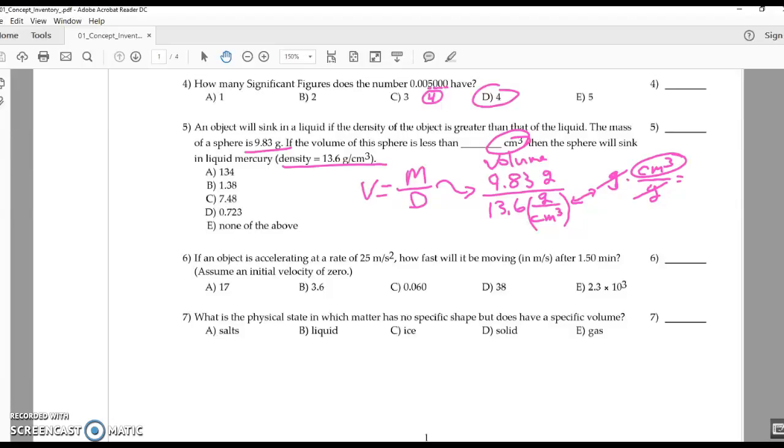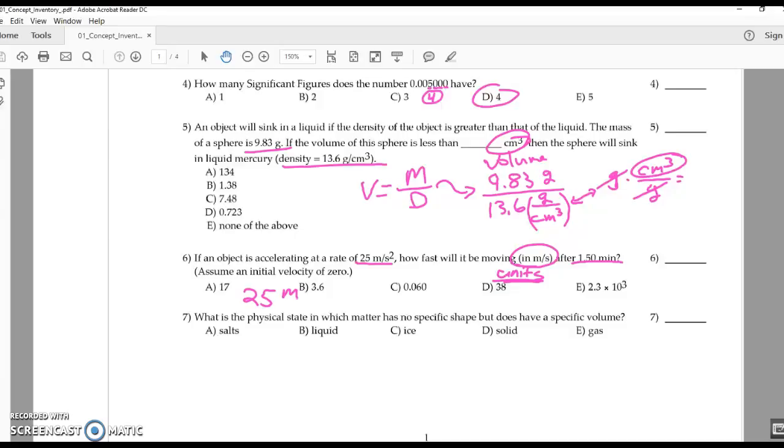If an object is accelerating at a rate of 25 meters per second squared, how fast will it be moving after 1.5 minutes? Well, now I'm looking for meters per second. These are the units I'm looking for. So this is where chemistry and physics kind of come into play. Math is different for scientists than it is in math class.